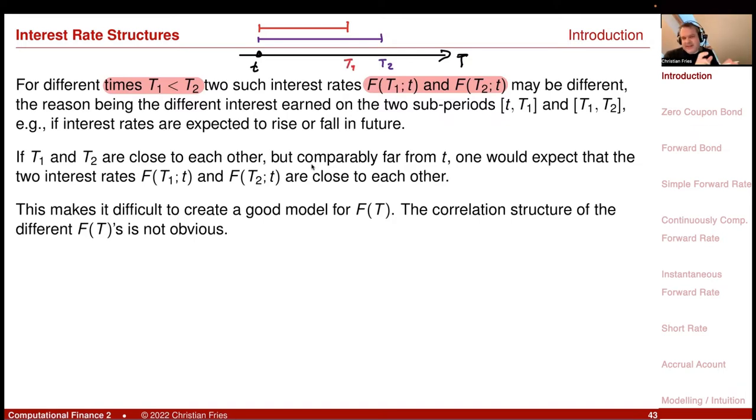Then you would also expect that there is some relation, because the two interest rates for these time periods share a common time interval, namely from here to here. Yeah? So there should be some correlation structure. And the correlation should be larger if they share a larger amount of time. So if the two are close to each other, but comparably far from little t, one would expect that the two rates are also close to each other. So they have some correlation structure. And this makes it actually difficult to write a good model, because how would you guess a good correlation structure? Yeah, so it's not so obvious.